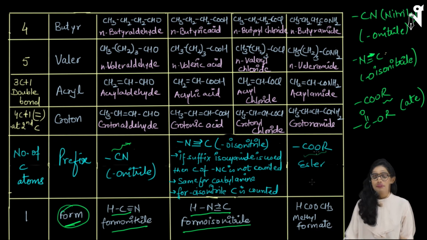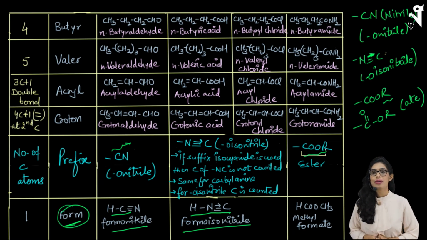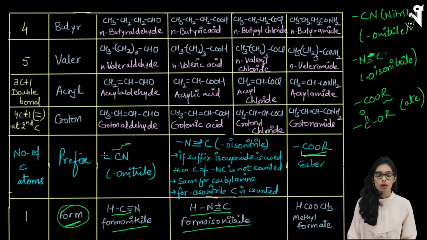Now here, when we are talking about ester we will deal a little separately. I'll explain to you in detail how the ester naming should be done. So I'm just avoiding ester right now. We'll talk about ester separately. Right now we'll just talk about CN group and NC group. Okay, so these two groups we will talk about. But before, I'll just explain to you about CN and NC.